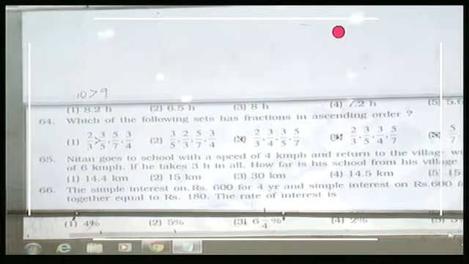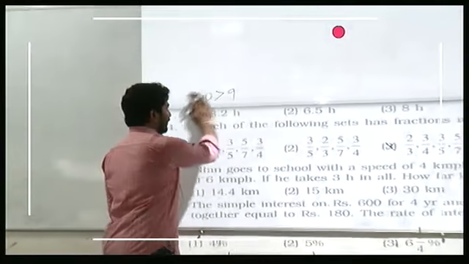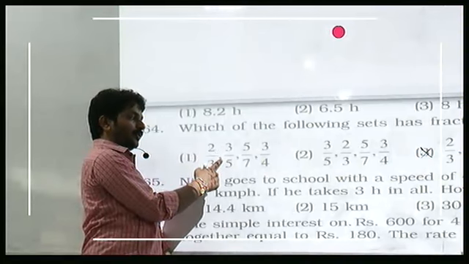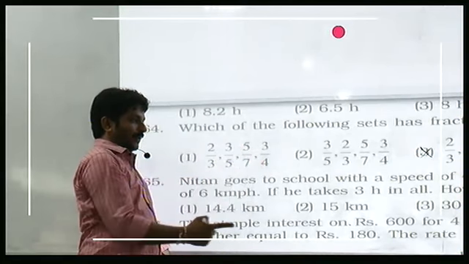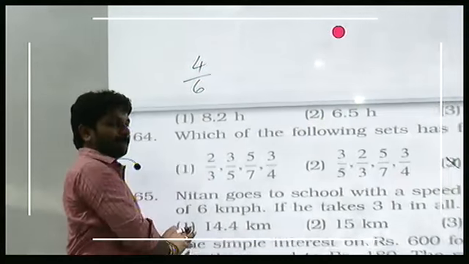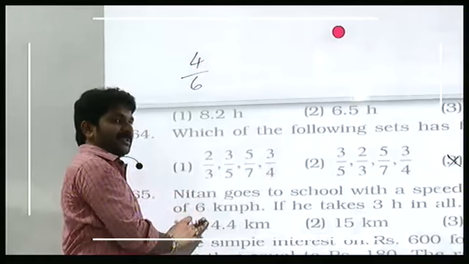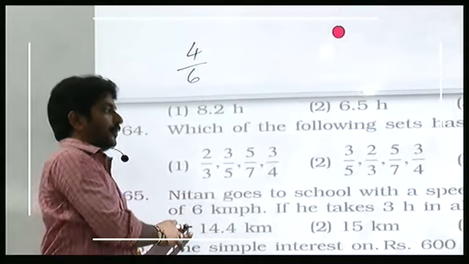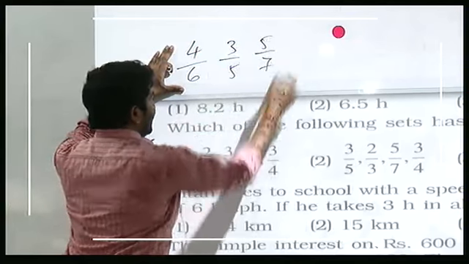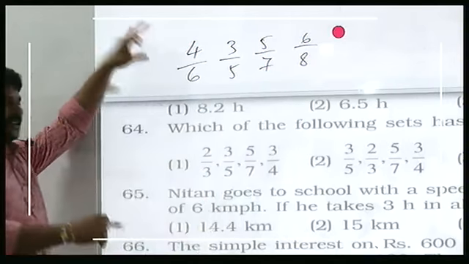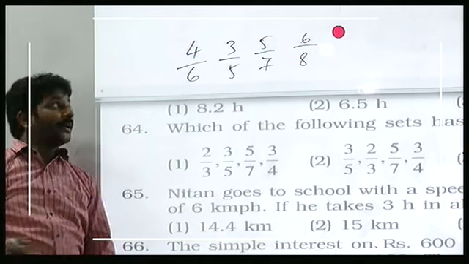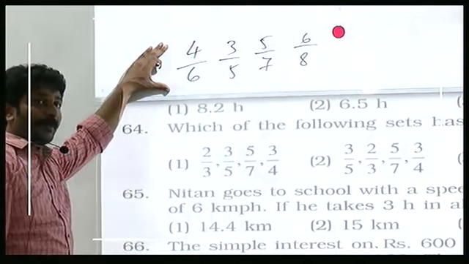Right? Elimination. One way. The other way is, what is difference between numerator and denominator? Here 2 and here 1. Can I write 2 by 3 as 4 by 6? Can we write 3 by 4 as 6 by 8? Yes or no? So our numbers are 4 by 6, 3 by 5, 5 by 7, and then this is 6 by 8. So in every fraction, difference between numerator and denominator is 2.